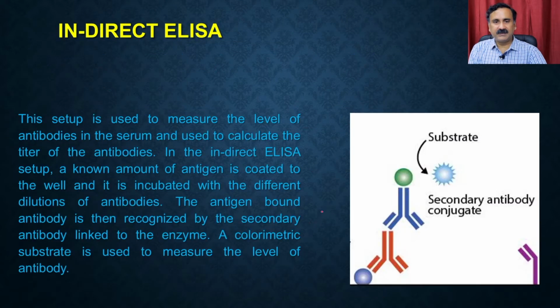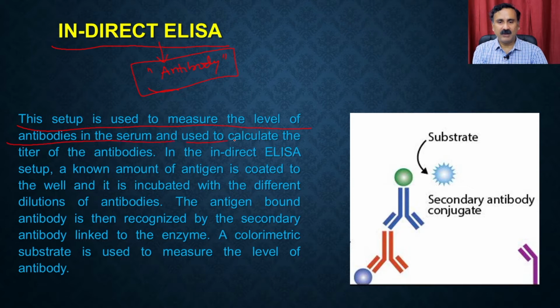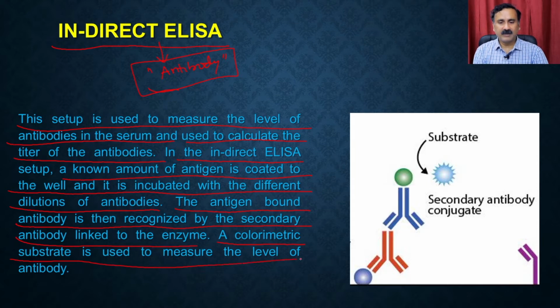So let's first discuss the indirect ELISA. Indirect ELISA is used to measure the level of antibody, right? Antibody in the biological fluid, or the antibody that you develop in an organism. This setup is used to measure the level of antibodies in the serum and to calculate the titer of the antibody. Titer means the level of antibodies. In the indirect ELISA setup, a known amount of antigen is coated onto the well and incubated with different dilutions of the antibodies. The antigen-bound antibody is then recognized by the secondary antibody linked to an enzyme. A colorimetric substrate is used to measure the level of antibody.